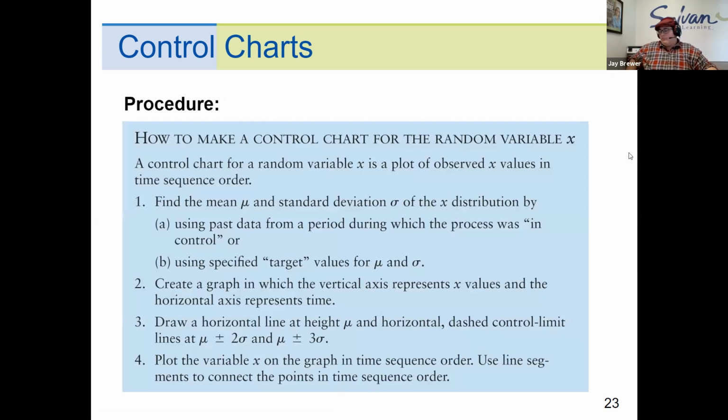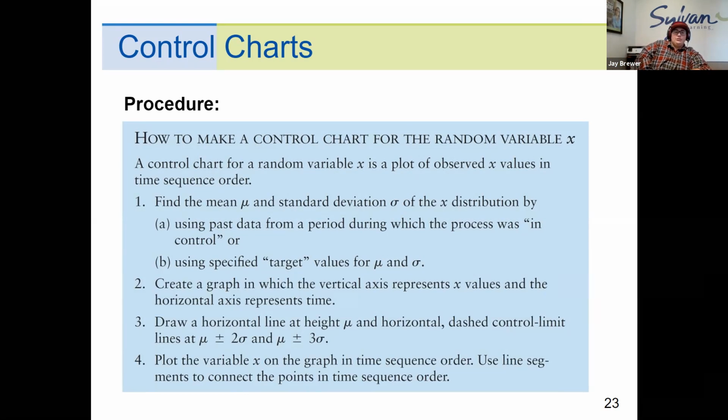All right, go ahead and write out your procedure. Okay, so the first thing you want to do is find the mean. The second thing you want to do is find your standard deviation, as long as they're not given to you.